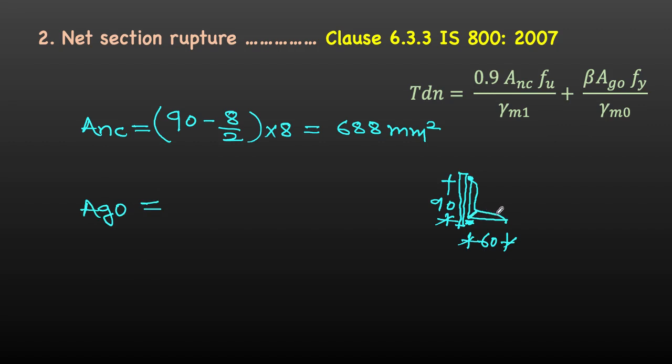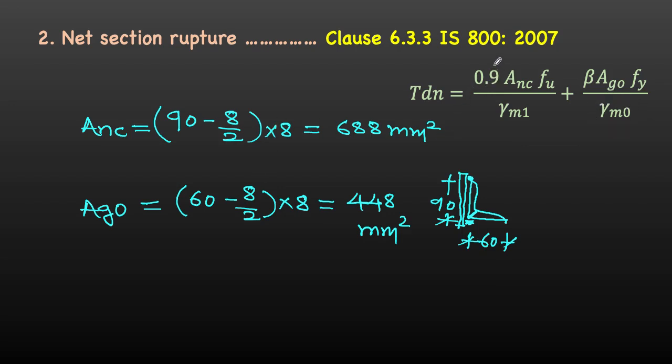Then we have to find out the gross area of the outstanding leg. So here we have the outstanding leg of 60 mm leg length. Again on the same line, 60 minus 8 by 2, into 8, which equals 448 mm square. So this is the gross area. The remaining things we know. Fu we know as 410 N/mm square. Fy we know as 250 N/mm square. Gamma M1 we know as 1.25 and gamma M0 we know as 1.1.